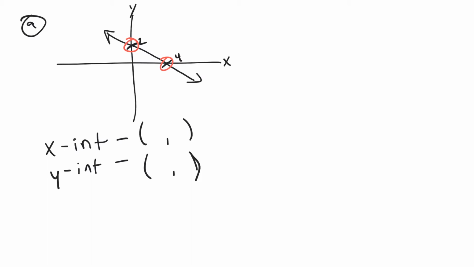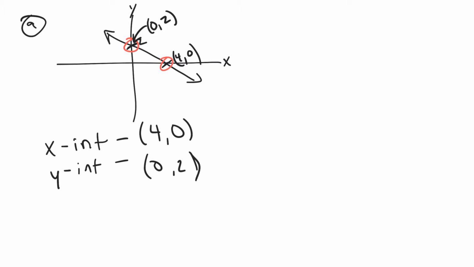That's right, it's 4, 0, because that's this point right here, 4, 0. And then the y-intercept, go on, say it too. That's right, it's 0, 2. So that's this point up here, right there. That one is 0, 2.